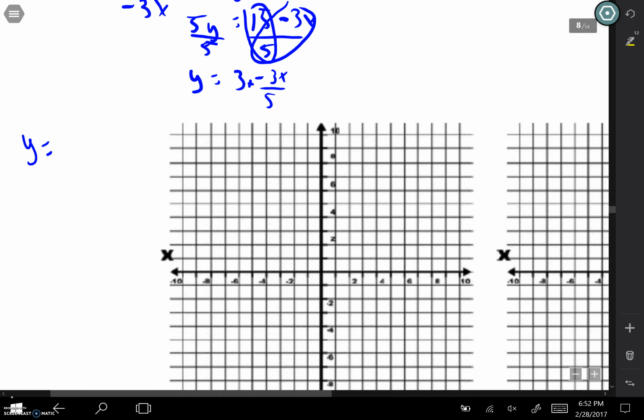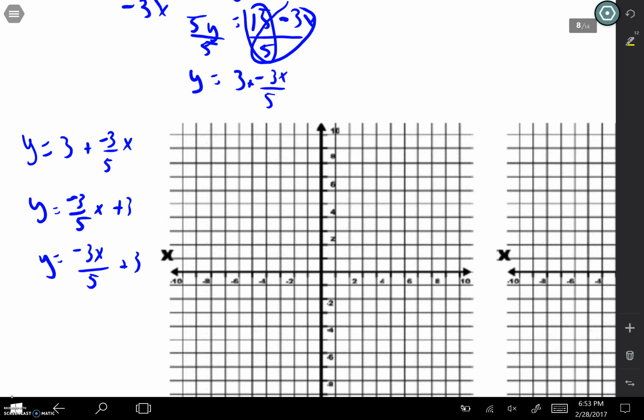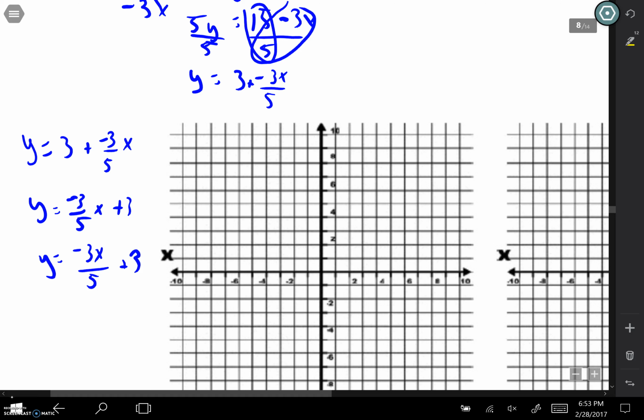I have y is equal to 3 plus negative 3/5 x, or y is equal to negative 3/5 x plus 3 for those of you that are feeling more comfortable with it being in y equals mx plus b. Even if you get y is equal to negative 3x over 5 plus 3, that negative 3/5 of x, negative 3x over 5, those are all the same. So there's my y-intercept. My y-intercept is 3, so there's 3. My slope is negative 3/5.